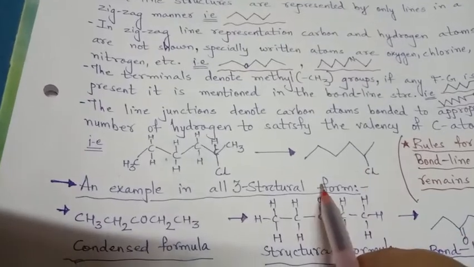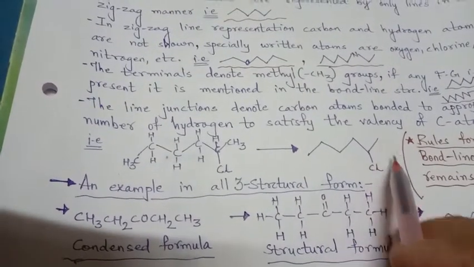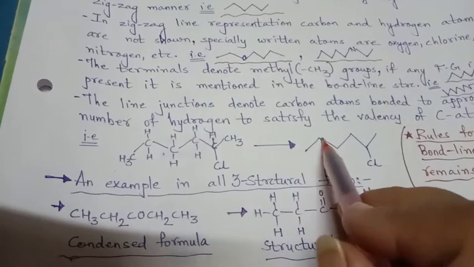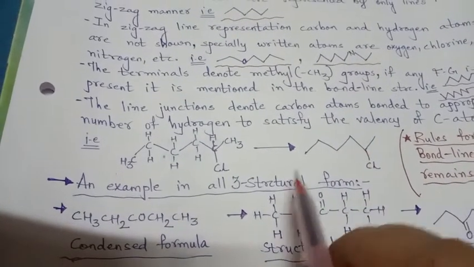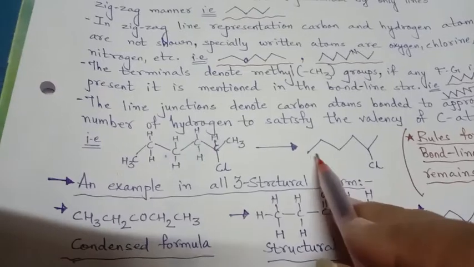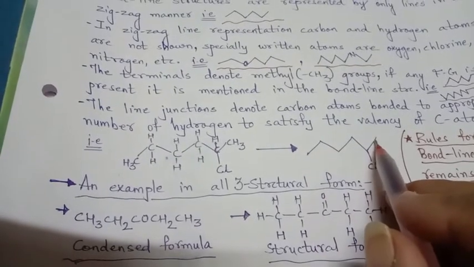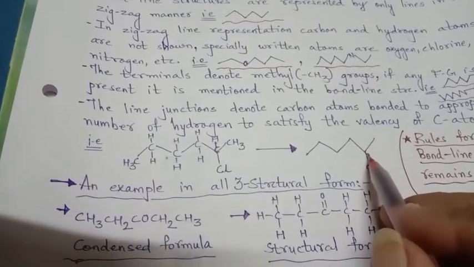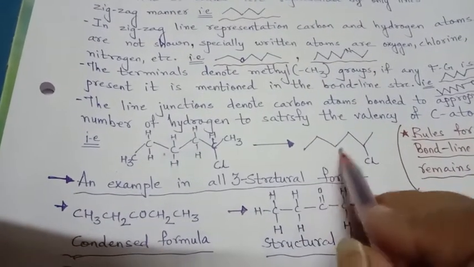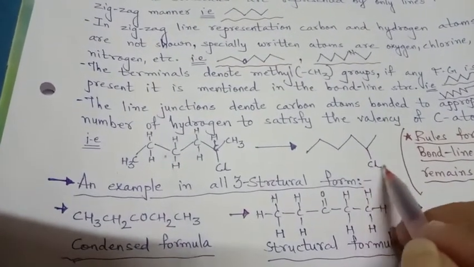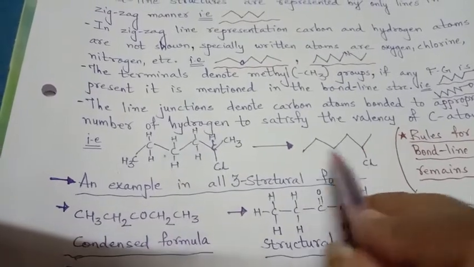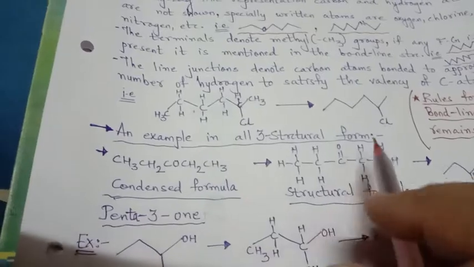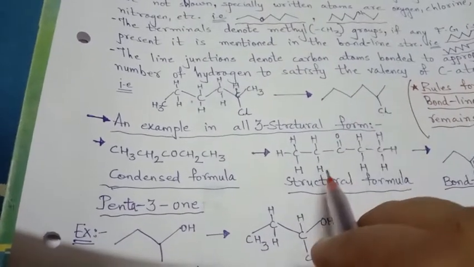So if we are given this, we will have to give the name. Then we will have to consider all the carbons: 1, 2, 3, 4, 5, 6. So it is the hexane family. Now this is CH3, this is CH3, and the branch is from this side. So 1, 2. And if I count from here, 1, 2, 3, 4, 5. So I will consider 2. Then it is 2-chlorohexane. Clear? So the rule does not change. Only we will have to see now about the bond line.